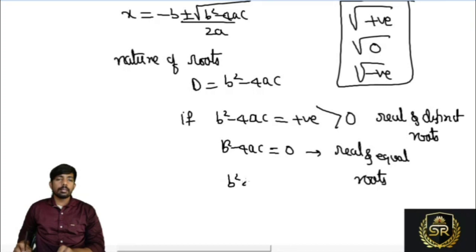If b square minus 4ac is negative, that means no real roots, complex roots exist. No real roots exist. That's all. This is the nature of the roots. Okay, we will solve a few problems based on this.